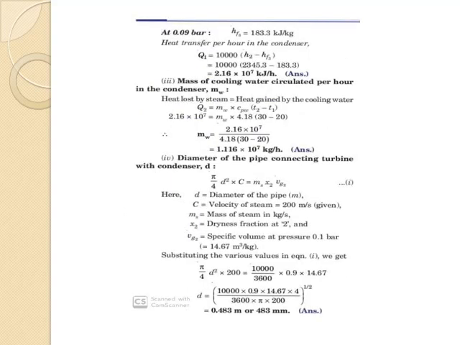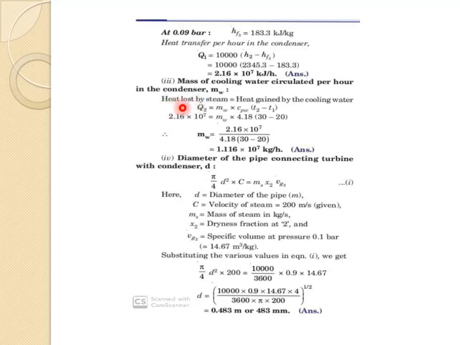The next thing I have to calculate is the Q2 value, which means the heat transfer per hour in the condenser. The formula is similar, just the notation changes. Q2 is nothing but the heat rejected in the condenser. So using the formula (H2 minus Hf3), I can calculate the Q2 value, which is the heat rejected in the condenser. And the third one is the mass of cooling water circulated per hour in the condenser.